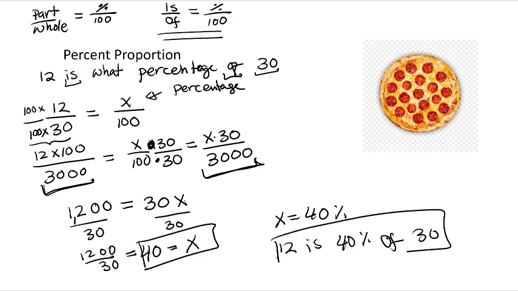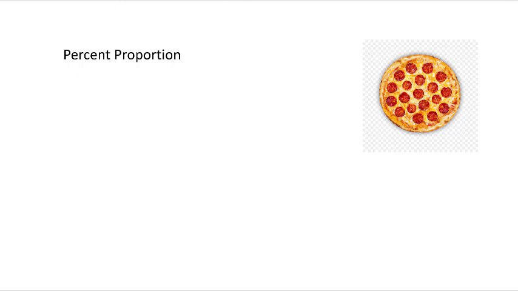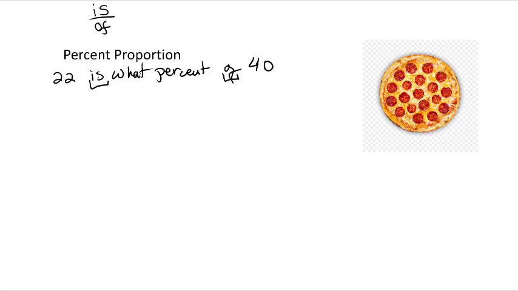Okay, we're going to do a few more examples to make this clearer. So don't worry if this one was a little bit too quick. Let's do another very similar example. Take this one: 22 is what percent of 40? Again, remember we have is and of, and I'll remind you here the ratio is to of is equal to the percentage in number divided by 100.